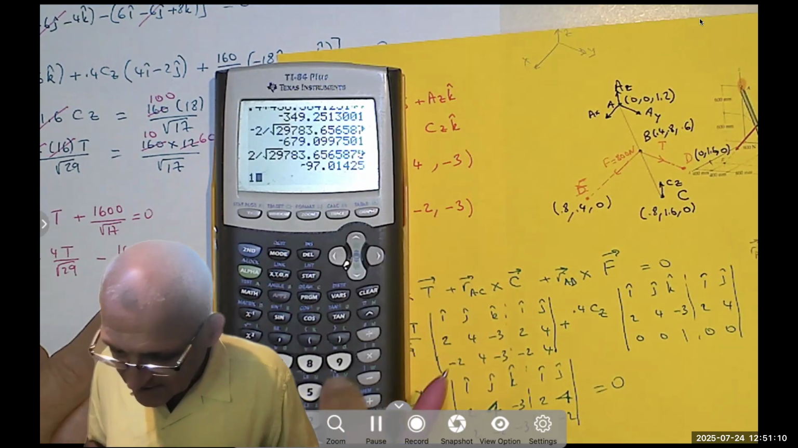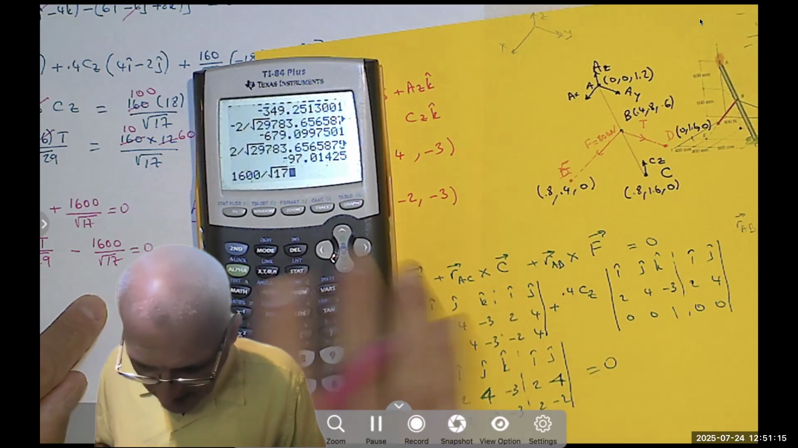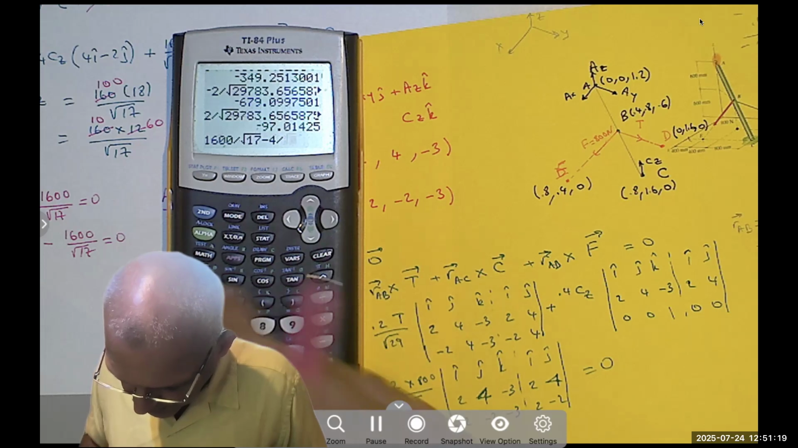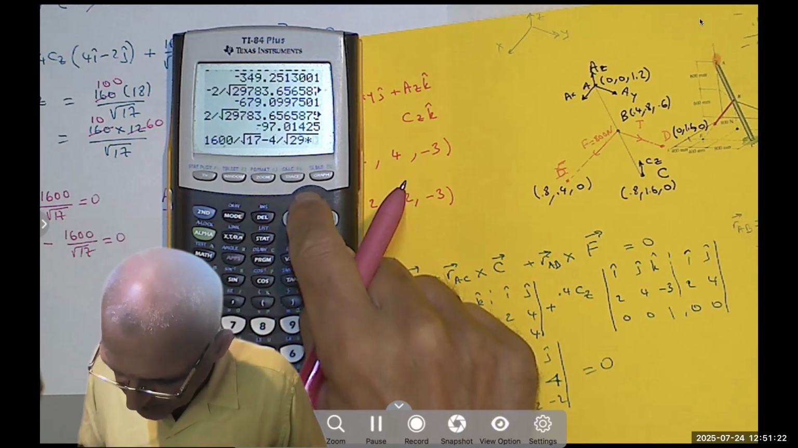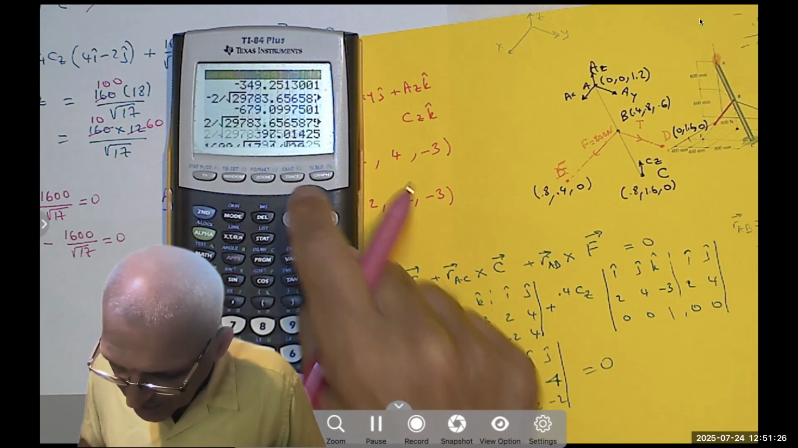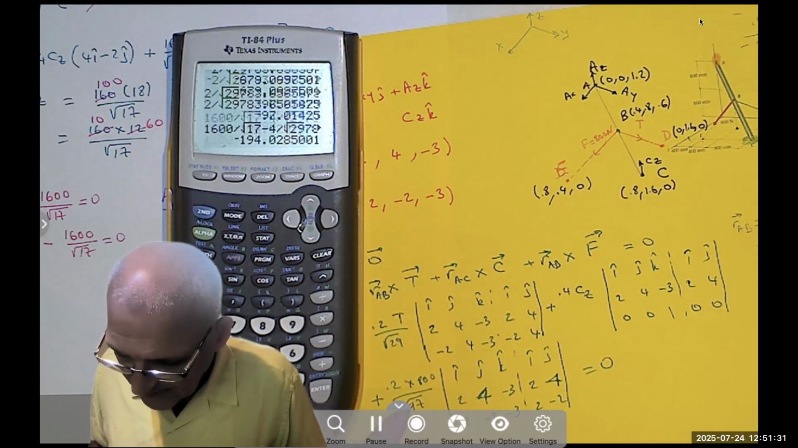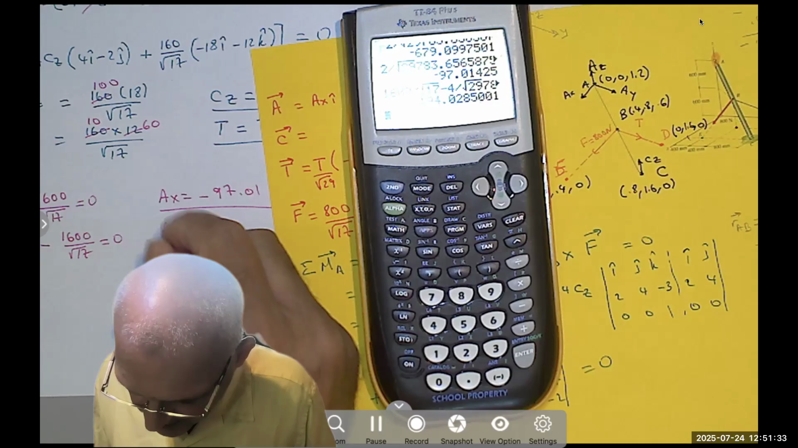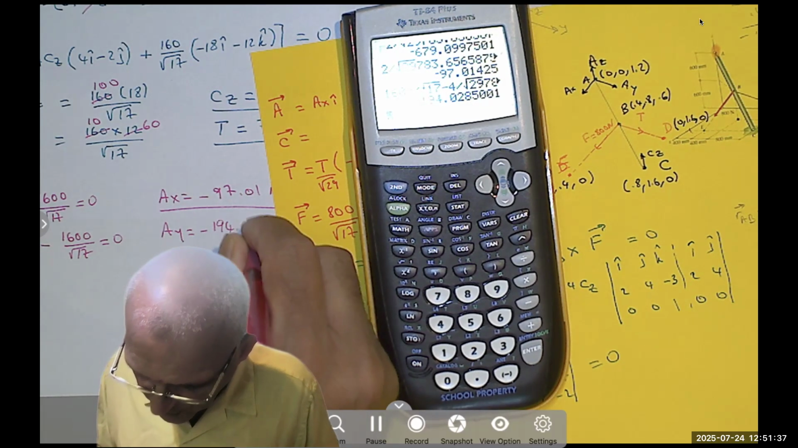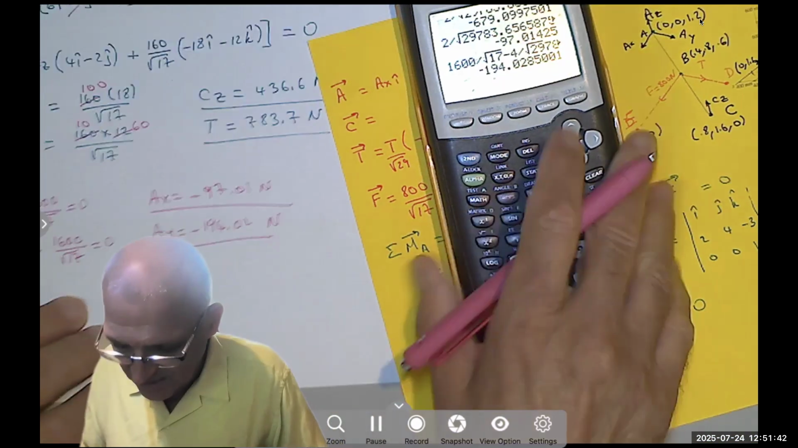I'm going to take 1600 over the square root of 17 and then subtract 4 over square root of 29 times the tension, which is that. And that gives me negative 194.02. Wow, that's exactly twice as much, right? Twice as much as x.